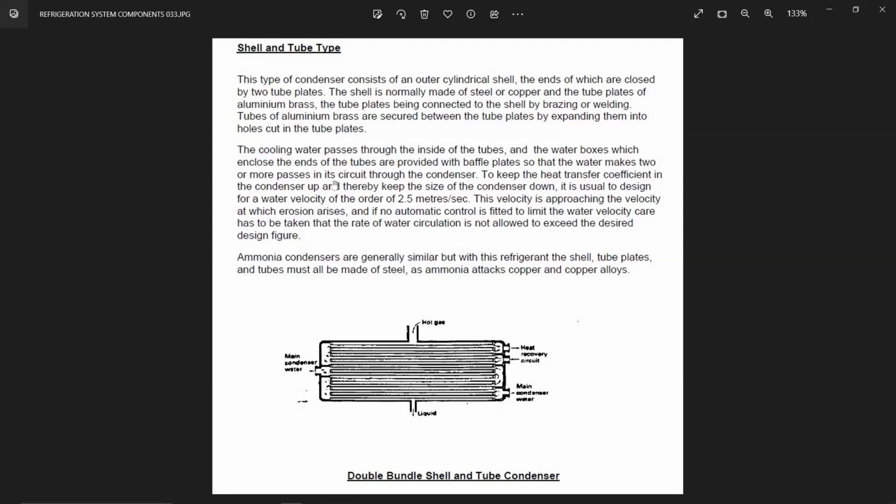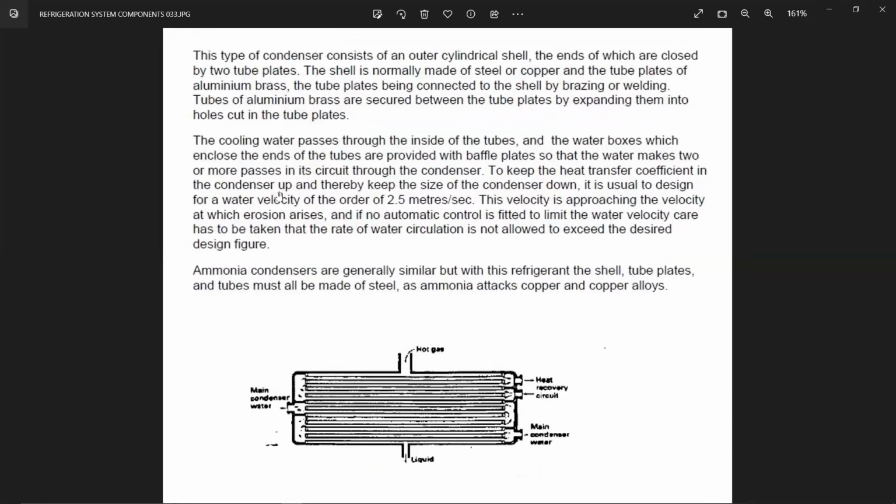To keep the heat transfer coefficient in the condenser up and thereby keep the size of the condenser down, it is usually designed for a water velocity in the order of 2.5 meters per second. This velocity is approaching the velocity at which erosion arises. If no automatic control is fitted to limit the water velocity, care should be taken that the rate of water circulation is not allowed to exceed the desired figure.